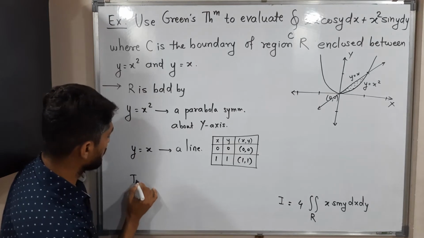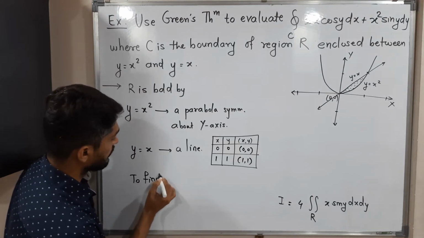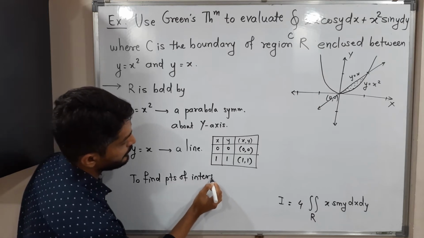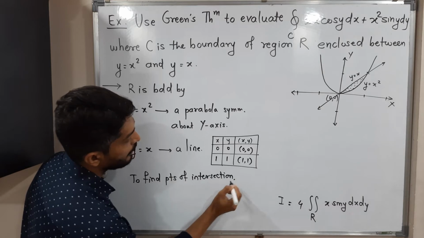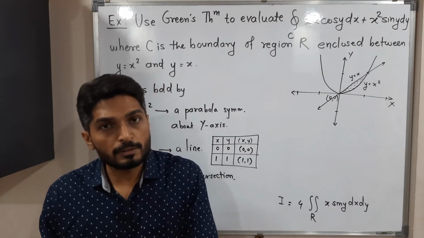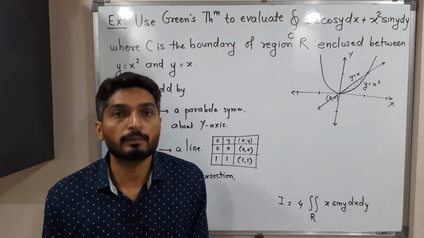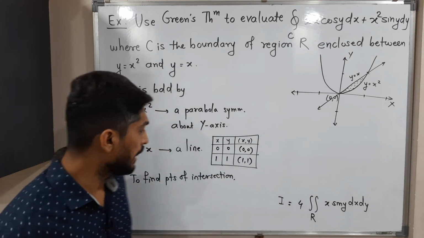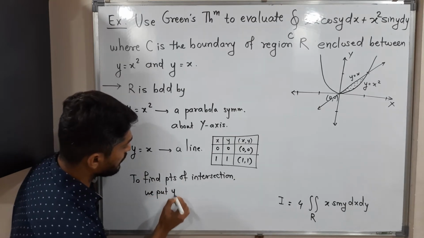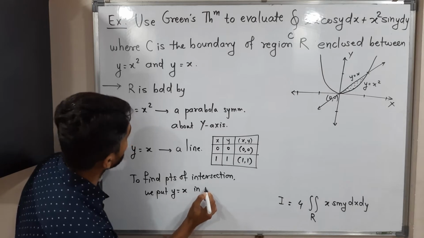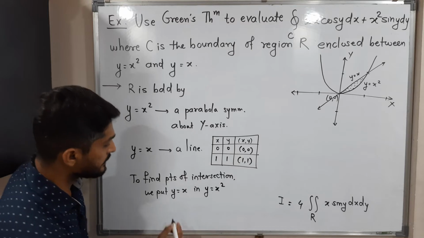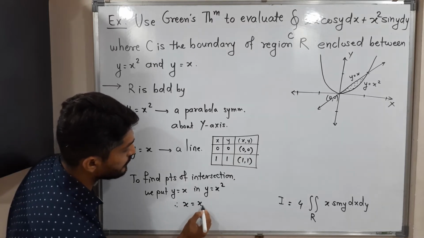To find points of intersection, you remember what we do? How do we find points of intersection? The technique is very simple. We put one equation in another equation and by solving, we will have the point of intersection. I will do the same. I'm going to put y is equal to x in the second equation, y is equal to x squared. Let us see what will happen. I'm putting y is equal to x here, so we will have x is equal to x squared.